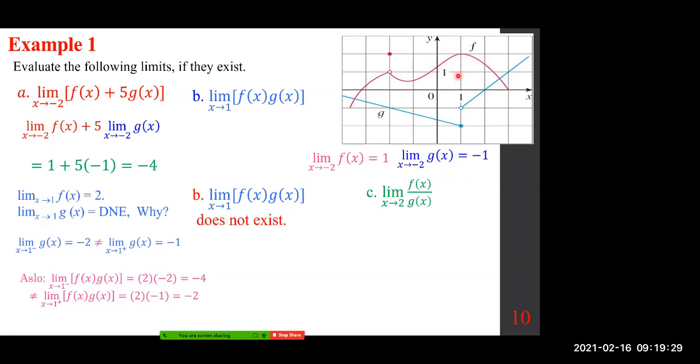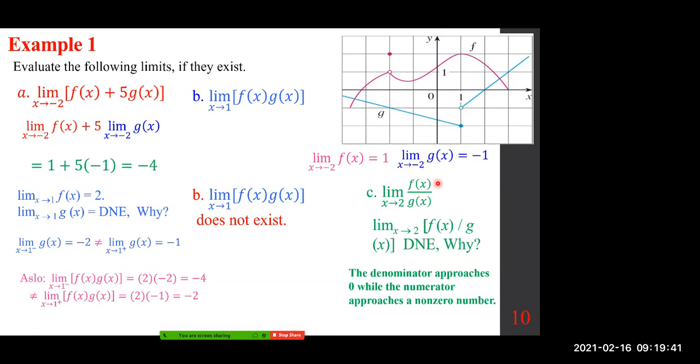But when you look at g of x as x approaches 2, it is 0, and because this is 0, you're dividing a number by 0, and therefore it's not defined. The denominator for this one approaches 0, while the numerator approaches a non-zero number, therefore it doesn't exist, okay? That's how you arrive at the answer here, just from the graph. The top gives you a value, the bottom gives you 0, approaching 0, not doable.